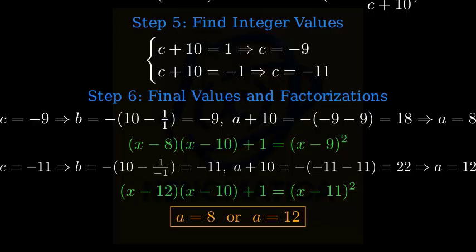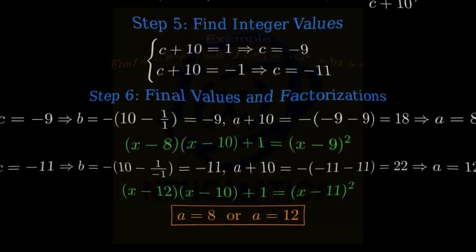The corresponding factorizations are (x minus 8) times (x minus 10) plus 1 equals (x minus 9) squared, and (x minus 12) times (x minus 10) plus 1 equals (x minus 11) squared.